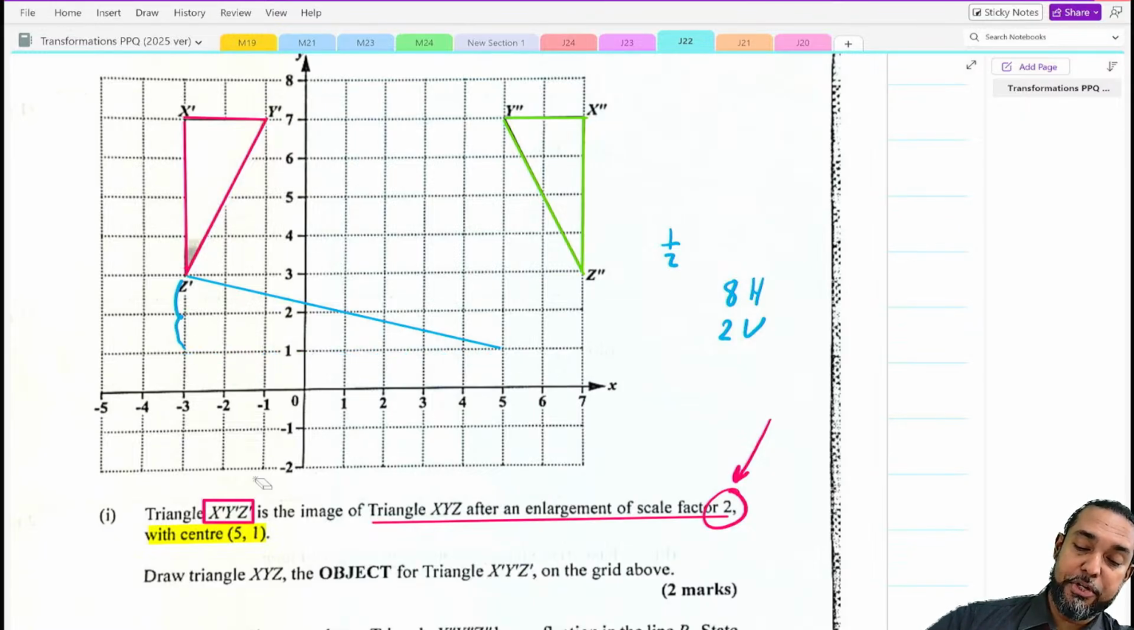To undo multiplication by 2, what do we do? Divide by 2 or multiply it by the inverse, which is a half, right? So a half of 8 will give us 4 and a half of 2 will give us 1. So we'll go from the center 4 spaces, and then 1 up. So here, that's where the original point Z would be. All right, let's talk about Y now.